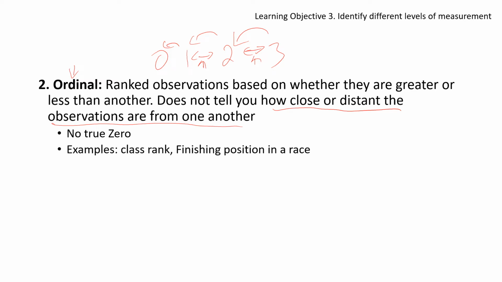So some examples here are your class rank or the finishing positions in a race. Because in both of these, there's differences between one and another, but the differences aren't consistent. So we don't know how close or distant the observations are from each other.